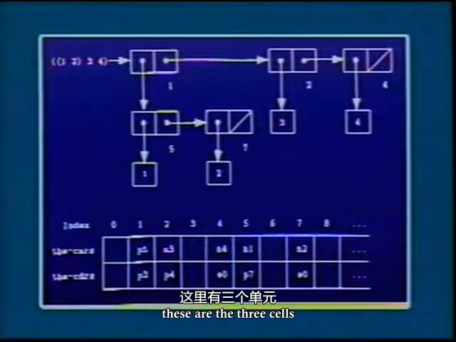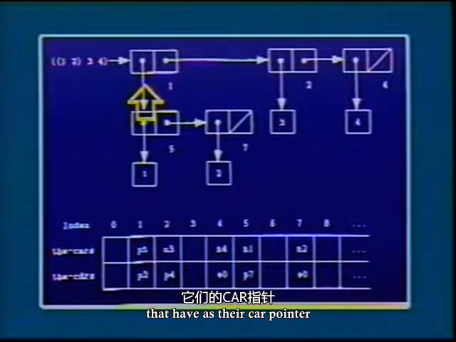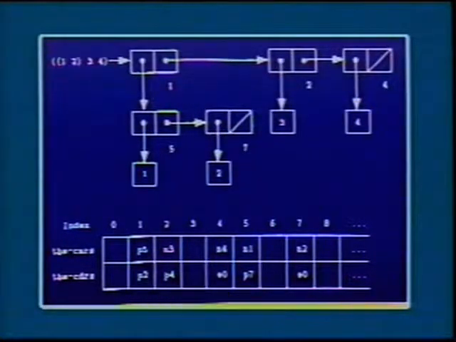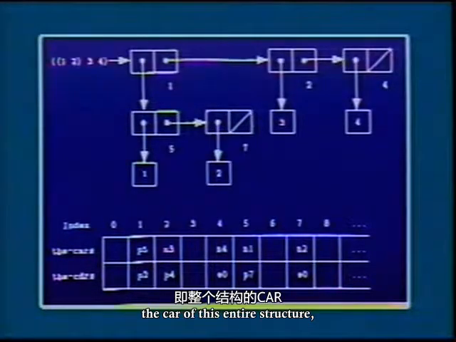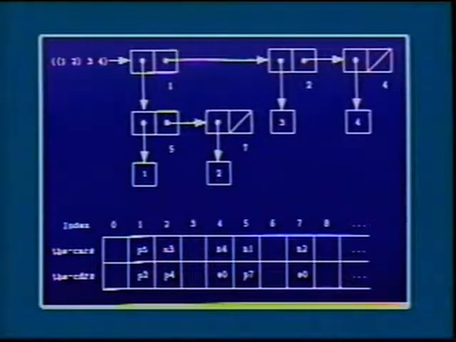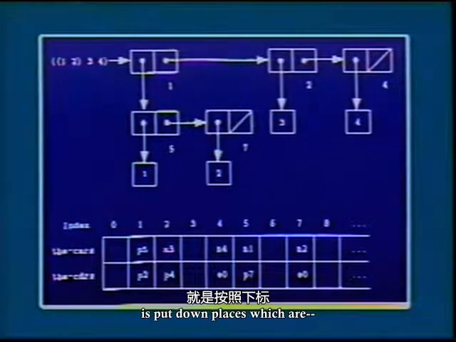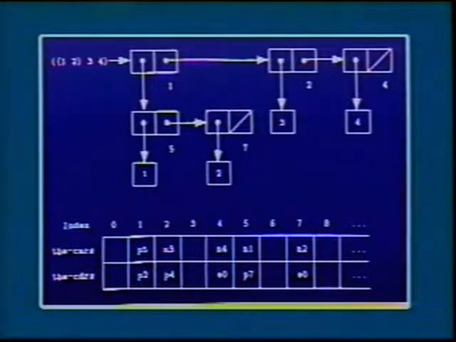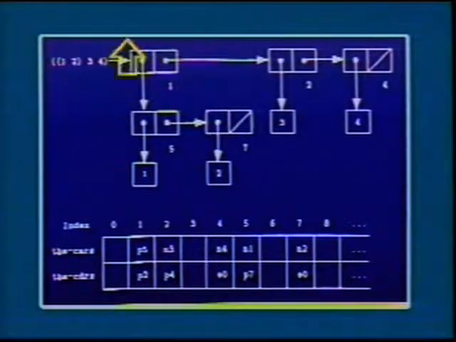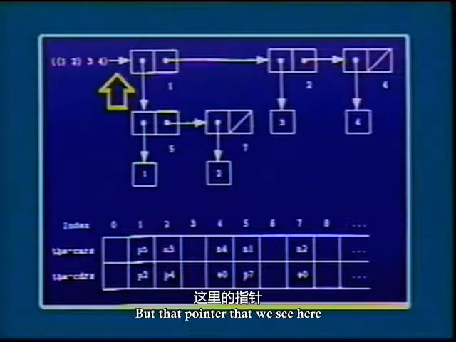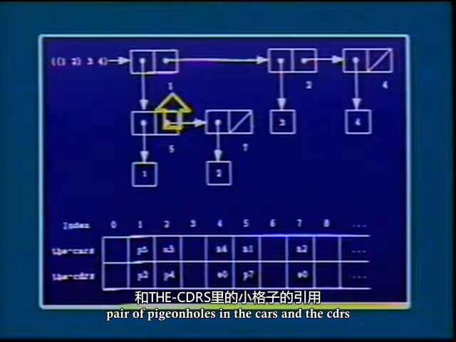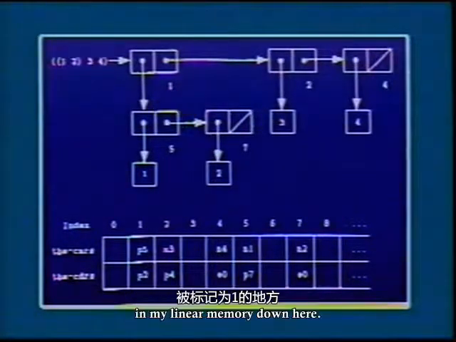And you see these are the three cells that have as their car pointer the object which is either 1, 2, or 3, or 4. And then of course the 1, 2, the car of this entire structure, is itself a substructure which contains a sublist like that. And what I'm about to do is put down places which I'm going to assign indices, like this 1 over here represents the index of this cell. But that pointer that we see here is a reference to the pair of pigeonholes in the cars and the cdrs that are labeled by 1 in my linear memory down here.